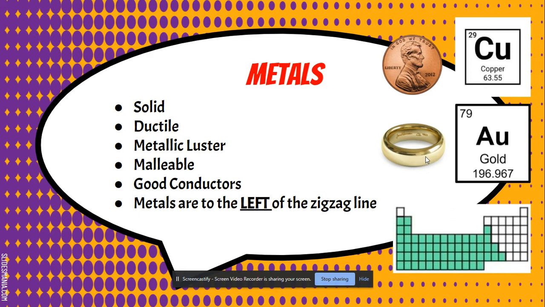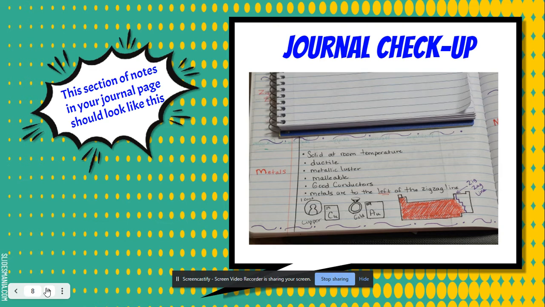You've got gold, which is shiny. It's got that metallic luster. And then copper pennies as well, because they start out nice and shiny. Quick journal checkup. The section for metals should look similar to this.